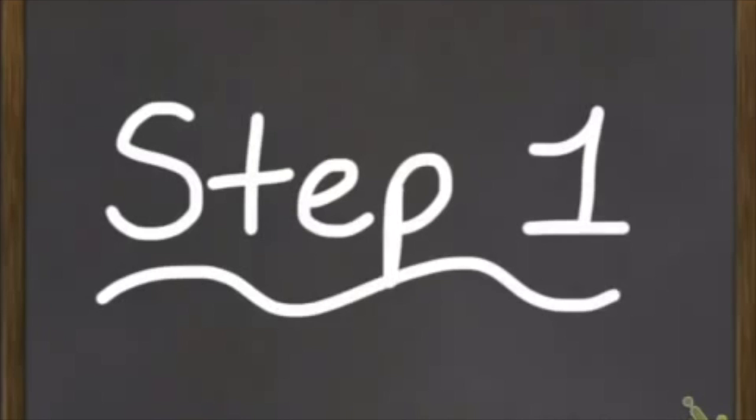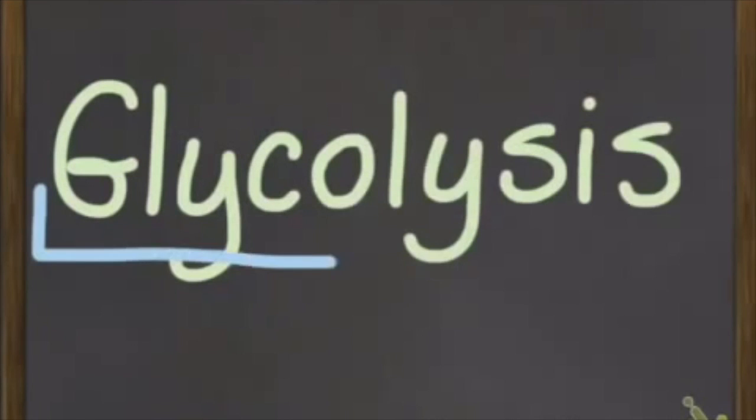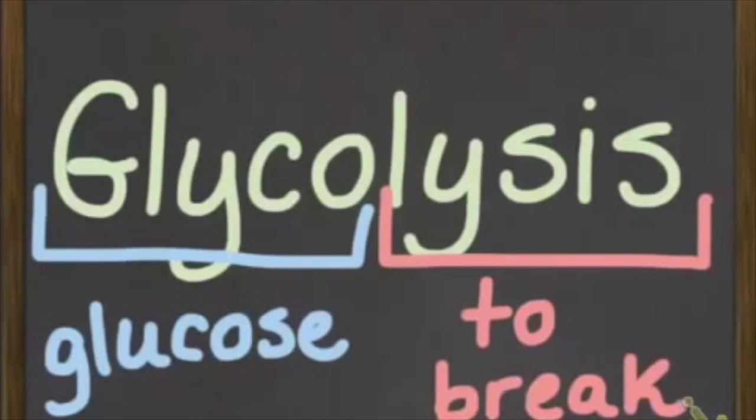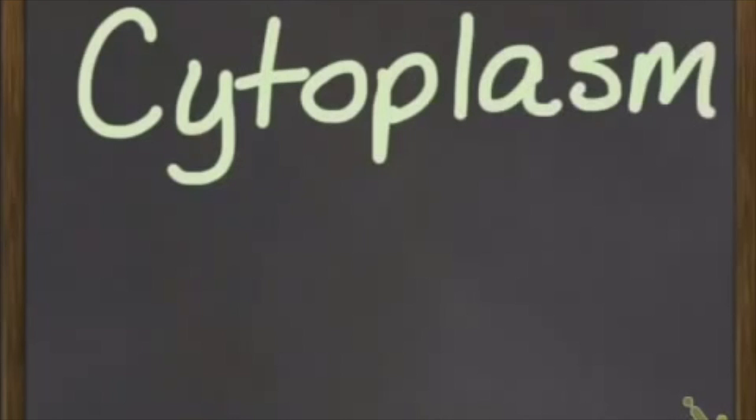Cellular respiration begins with glycolysis. Glyco means sugar, and lysis means to break apart. So, glycolysis is the process where glucose is broken down. This process occurs in the cytoplasm of the cell.